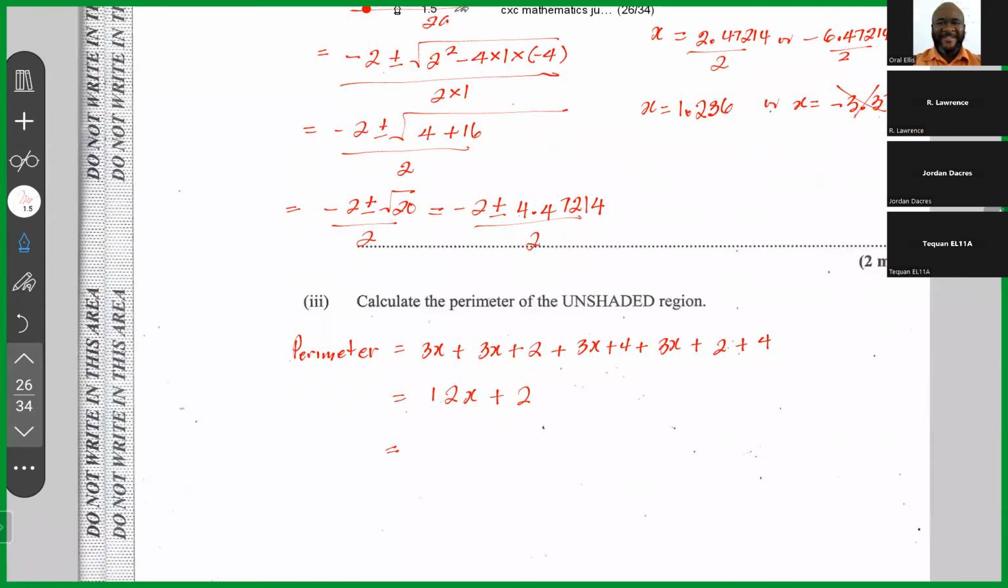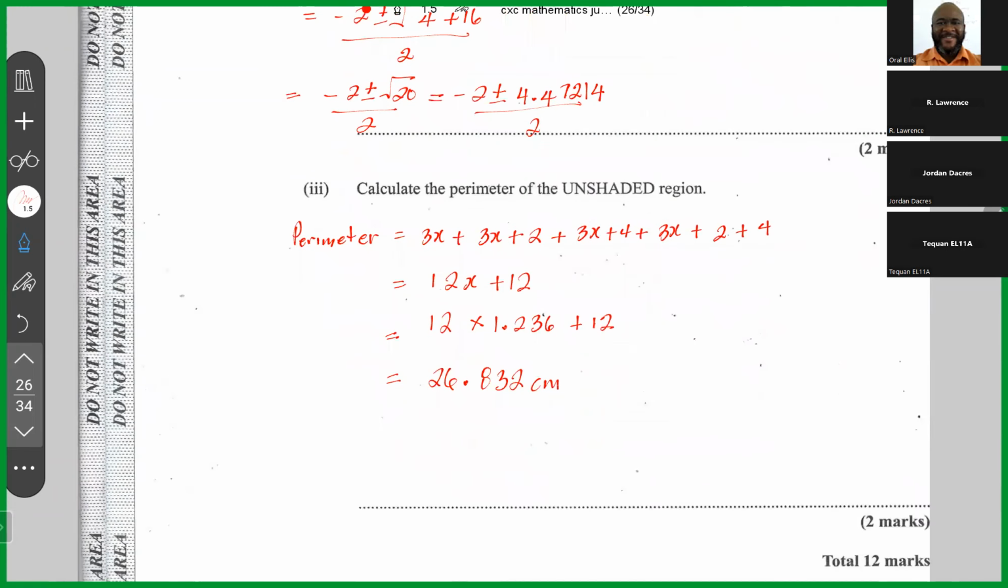But remember, x is what? 1.236. So this is 12 times 1.236 plus, this should be 12 up here, plus 12. And when I add this, I'm going to end up with 26.832 centimeters. The perimeter of the shaded region is 26.832 centimeters.